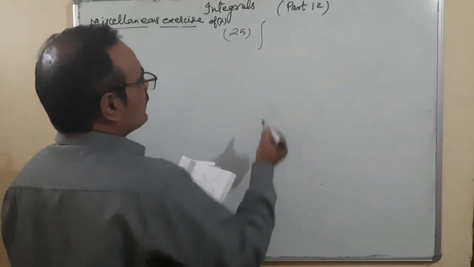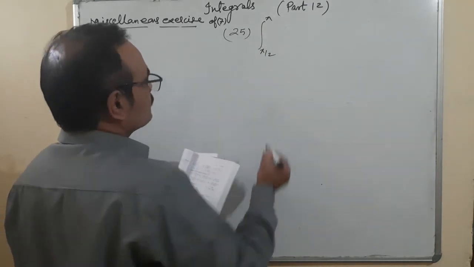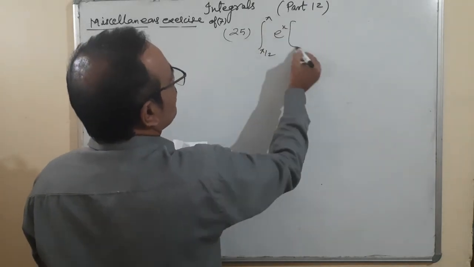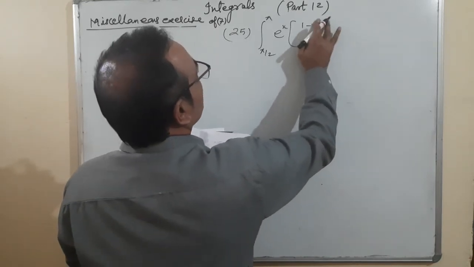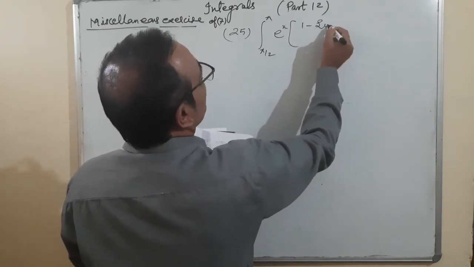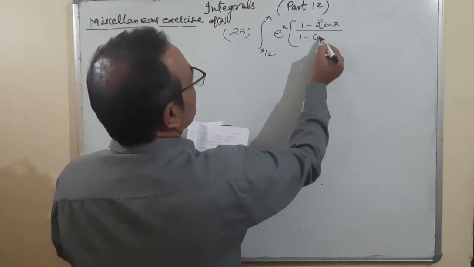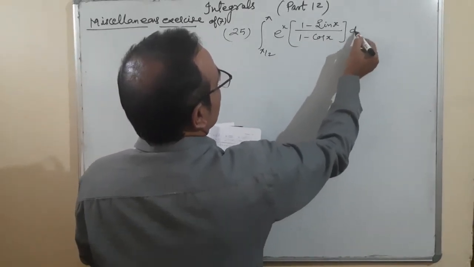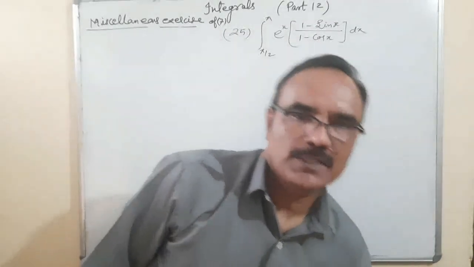Definite integral with limits pi by 2 to pi, e to the power x, (1 minus sin x) upon (1 minus cos x) dx. e to the power x is there. We'll try to make e to the power x times (f of x plus f dash x).